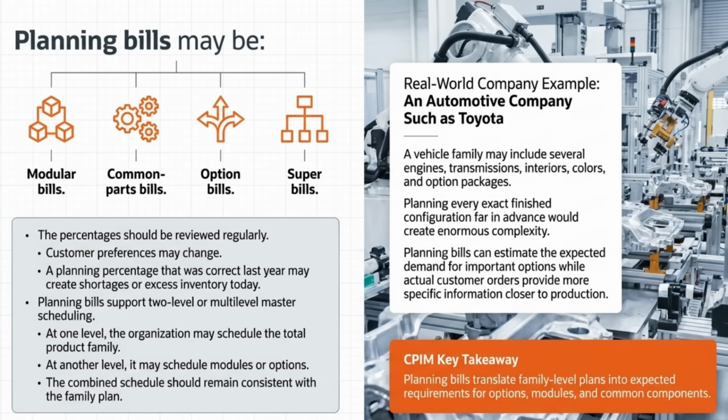Real-world company example: an automotive company such as Toyota. A vehicle family may include several engines, transmissions, interiors, colors, and option packages. Planning every exact finished configuration far in advance would create enormous complexity. Planning bills can estimate the expected demand for important options, while actual customer orders provide more specific information closer to production. CPIM Key Takeaway: planning bills translate family-level plans into expected requirements for options, modules, and common components.